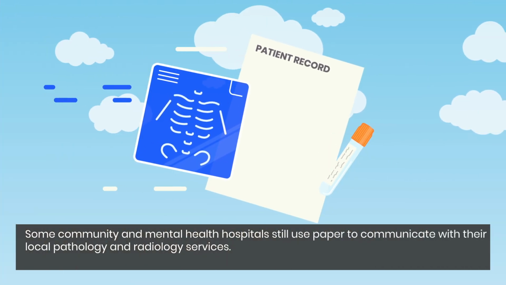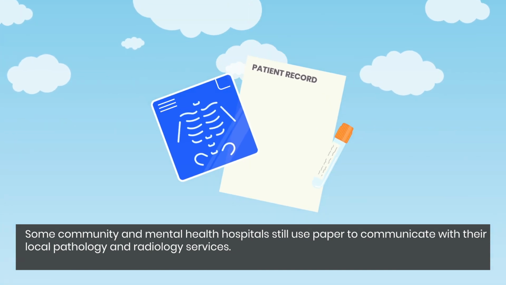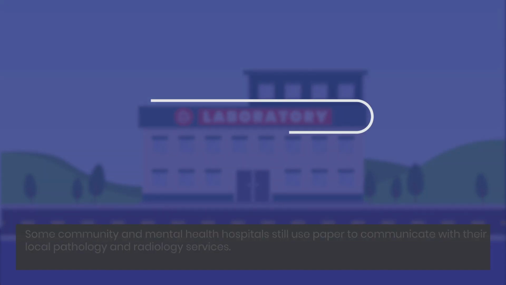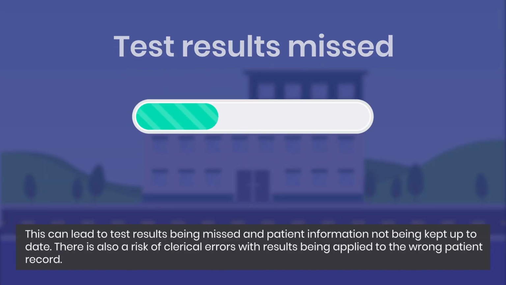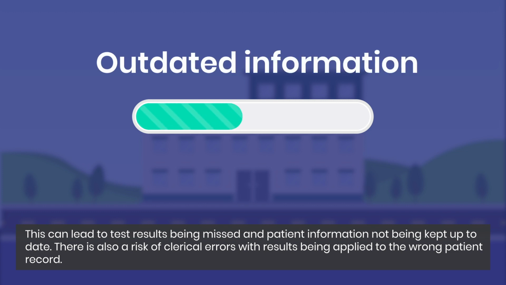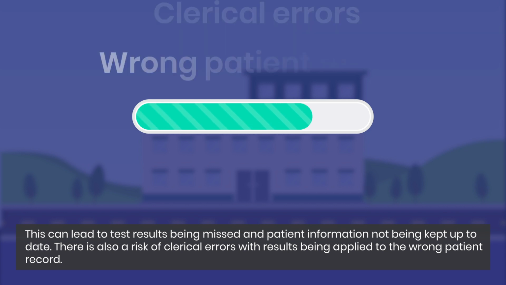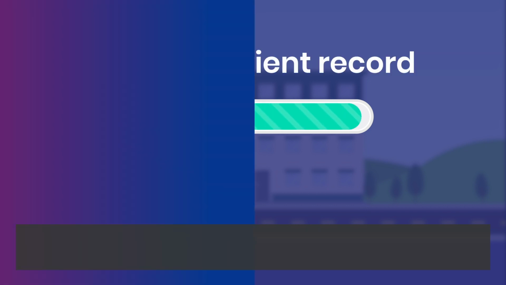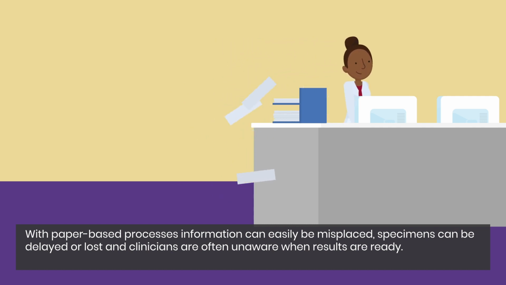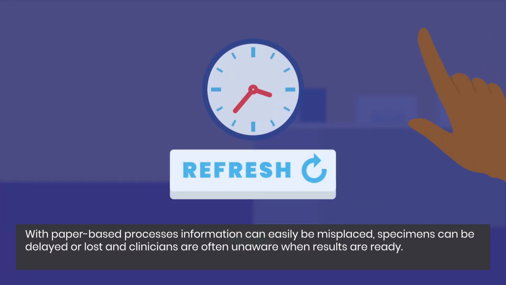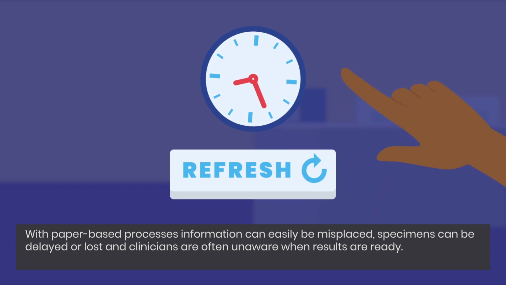Some community and mental health hospitals still use paper to communicate with their local pathology and radiology services. This can lead to test results being missed and patient information not being kept up to date. There is also a risk of clerical errors, with results being applied to the wrong patient record. With paper-based processes, information can easily be misplaced. Specimens can be delayed or lost, and clinicians are often unaware when results are ready.